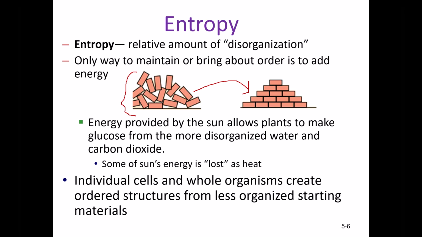Not all of the energy from the sun is transferred into the carbohydrates in the plant. Some of it is, quote, lost to the environment as heat. It's not really lost. That's actually really important for us. But not all of the energy and light makes it into carbohydrates in plants. So individual cells and whole entire organisms can create ordered structures from less organized starting materials by adding energy in.